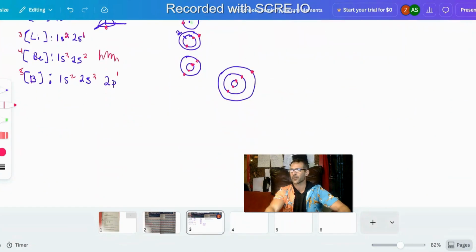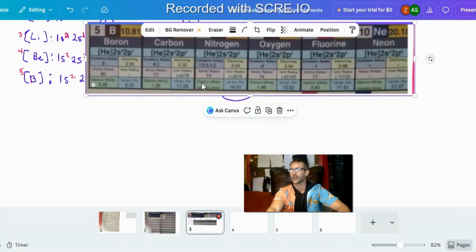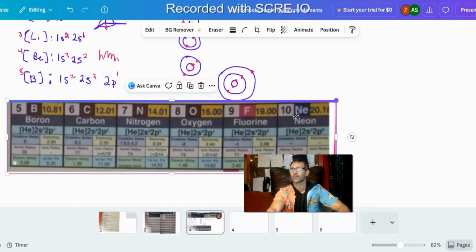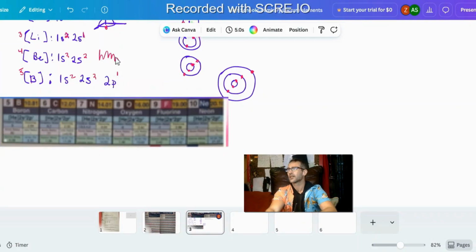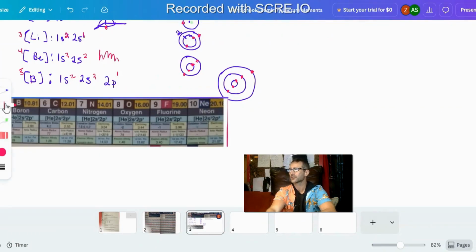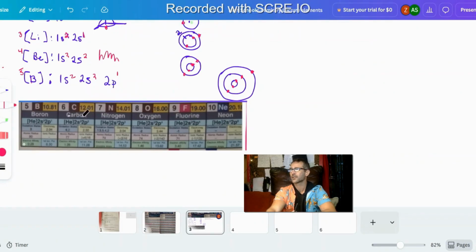So let me explain something to you. Now that we're here, I'm going to show you on the periodic table down here. You see this? You see that right there? You see the boron? You see how it says 5? So notice how that's 2s2, 2p1, right? There's a 1s2 there. They just don't put it because I'll explain that later. But they'll give you the outermost shells.